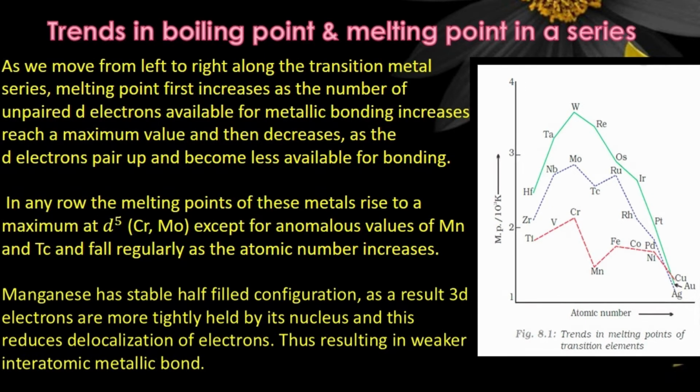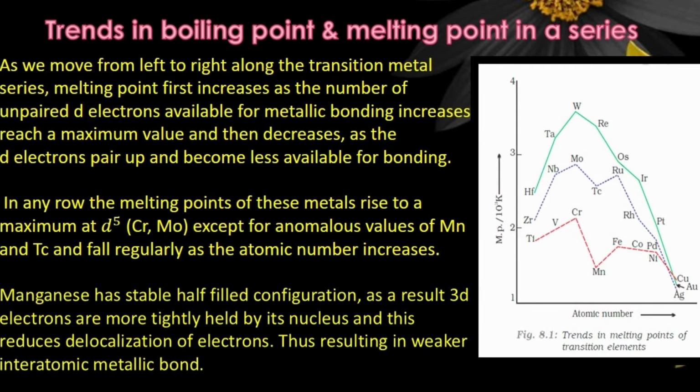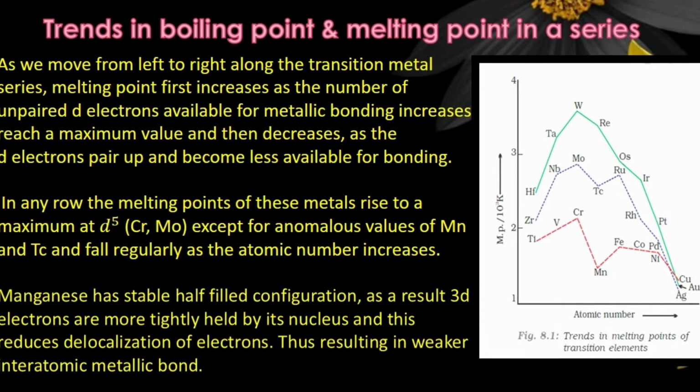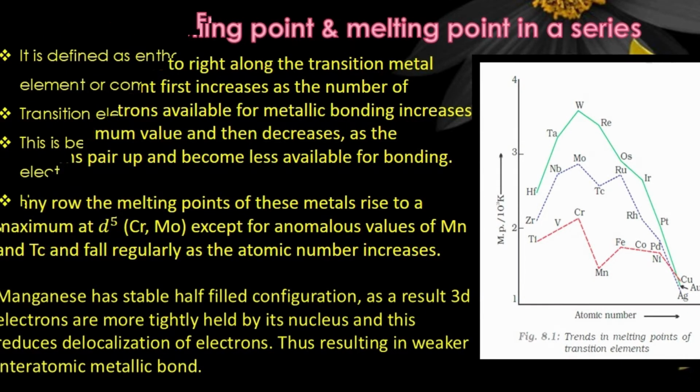Then when you go to iron, the d electrons start to pair up. Hence, the number of unpaired electrons available to form interatomic metallic bonds decreases. Hence, the melting point also falls regularly.